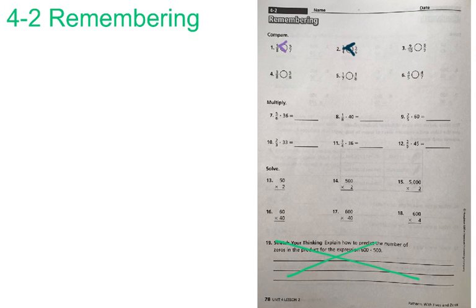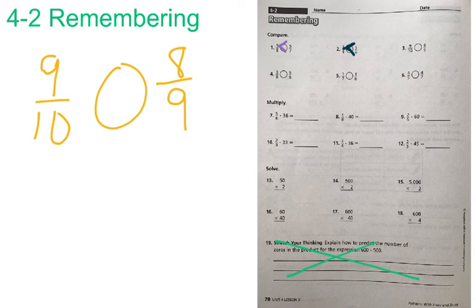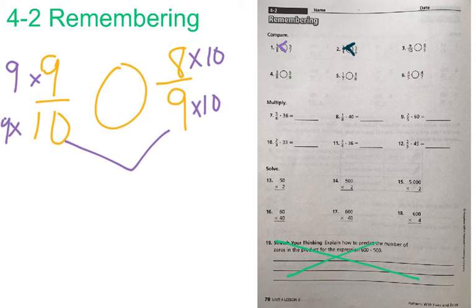We'll go ahead and complete one more together. In number 3, we have 9/10, and we're comparing that to 8/9. We can go ahead and just multiply here by each other. 9 is not a factor of 10, so we can multiply each side by each other. Anything you do to the top, you do to the bottom. And we have 8 times 10 is equal to 80, and 9 times 10 is equal to 90.